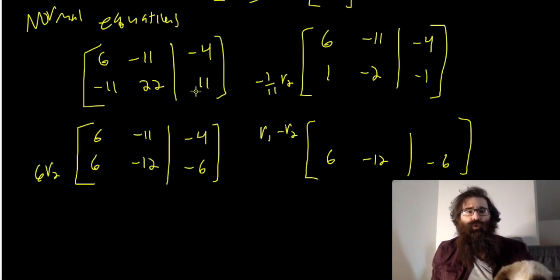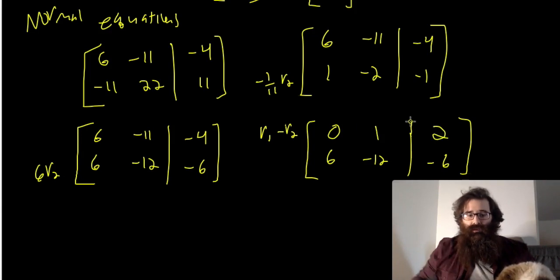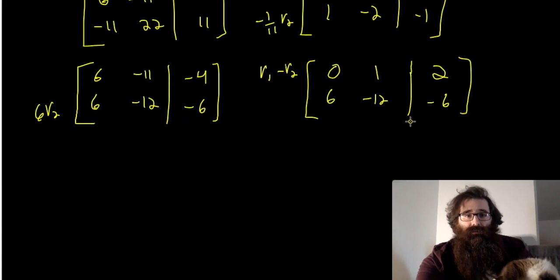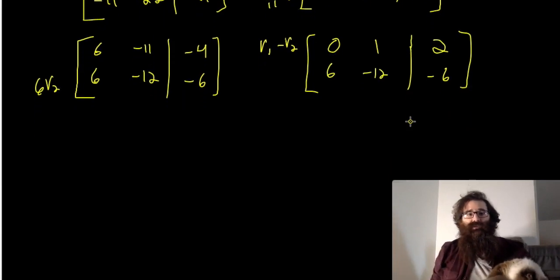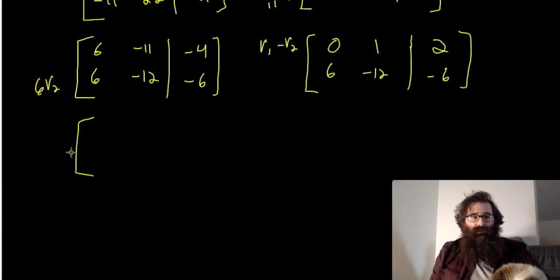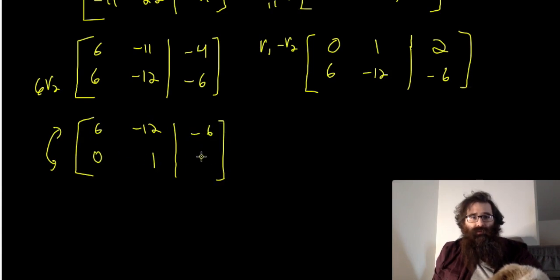We said we're going to do row 1 minus row 2. 6 minus 6 gives me 0. -11 minus -12, so that's -11 plus 12, gives me 1. So essentially solving for one of my entries. And then -4 minus -6, that's -4 plus 6, gives me 2. So far so good. And now I want to interchange those rows. So I'm going to write row 2 up at row 1, and row 1 down in row 2.